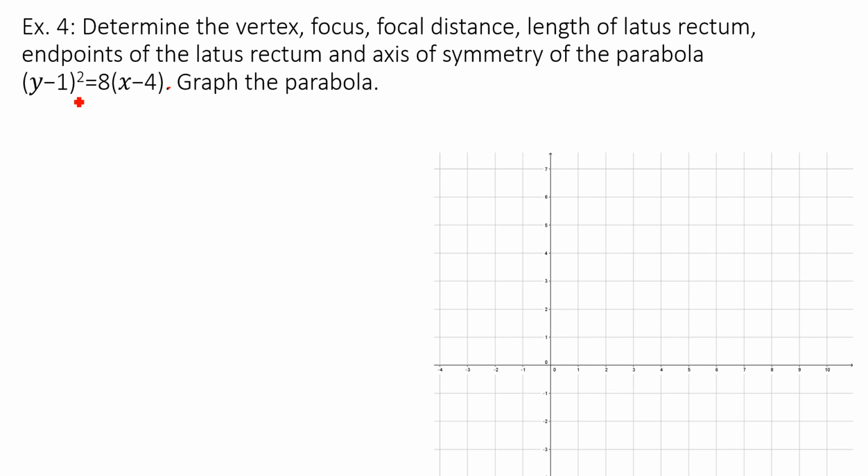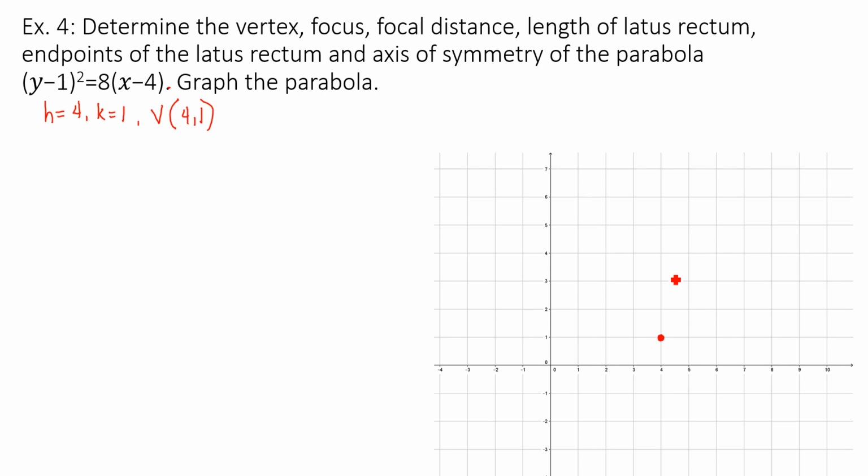So remember that the partner of x is our h and the partner of y is our k. So in other words, our h would be 4, our k is equal to 1. Therefore, the vertex must be (4, 1). So that's our vertex. Now take note that it is the squared quantity of y minus 1 equals 8x, so in other words, it is open to the right.